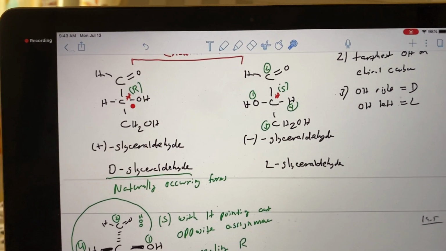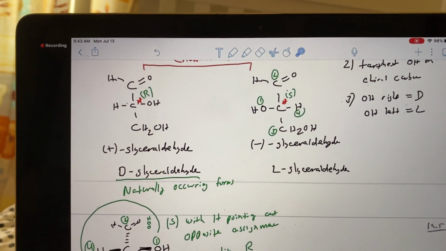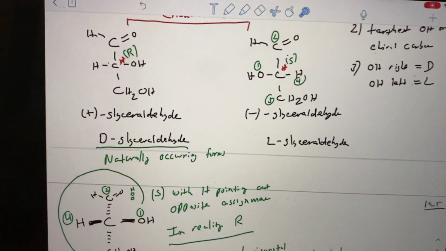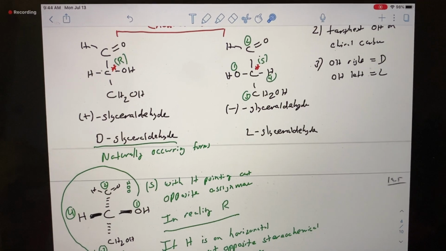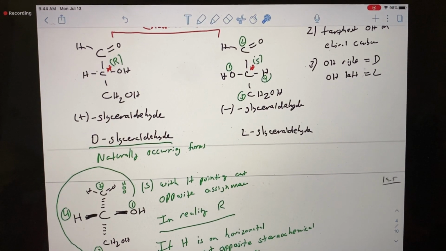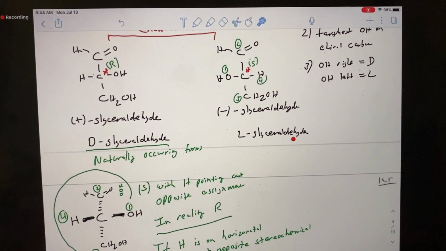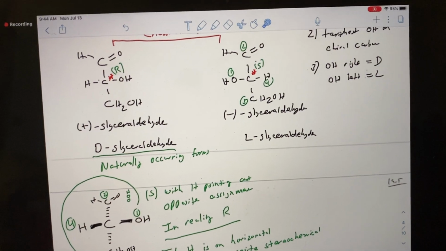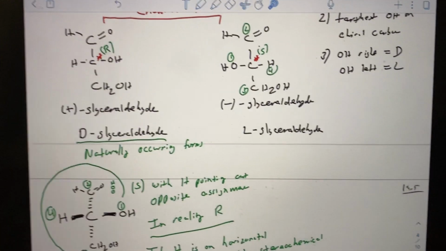So the one on the left is R. That's the true stereochemistry. The one on the right is S. And these two compounds, since they are enantiomers of each other, one will be R, D-glyceraldehyde. One will be S, L-glyceraldehyde. So a lot to digest in terms of the stereochemistry.